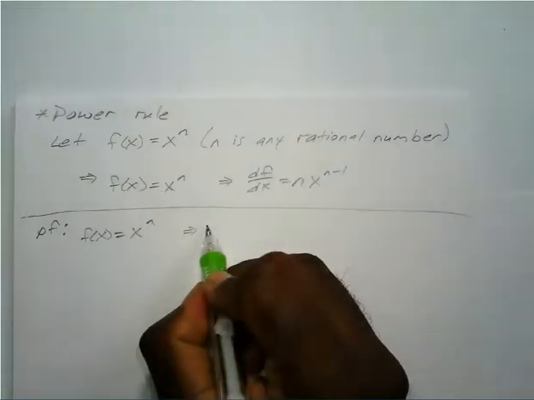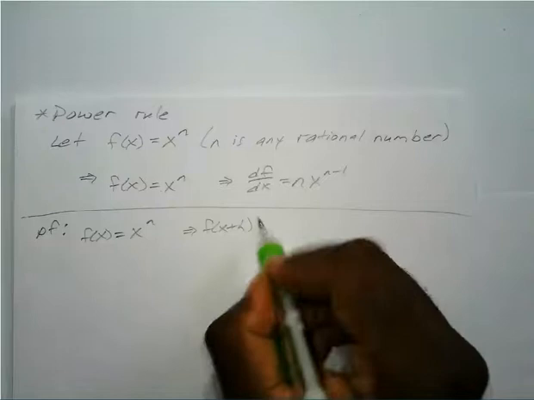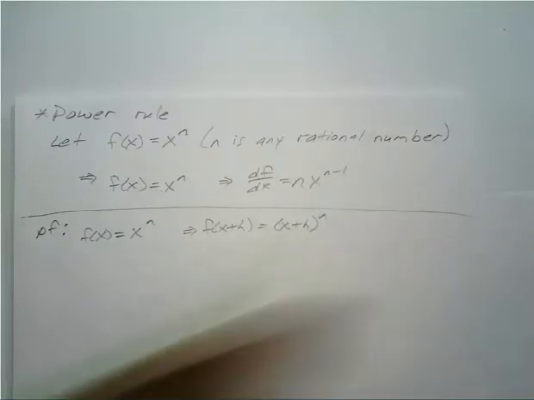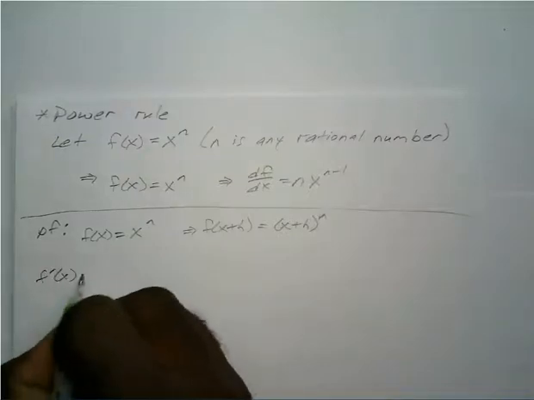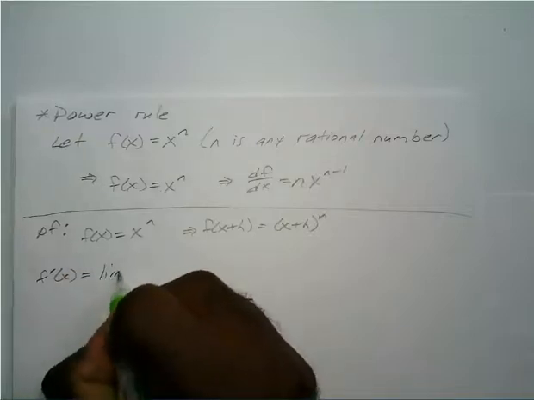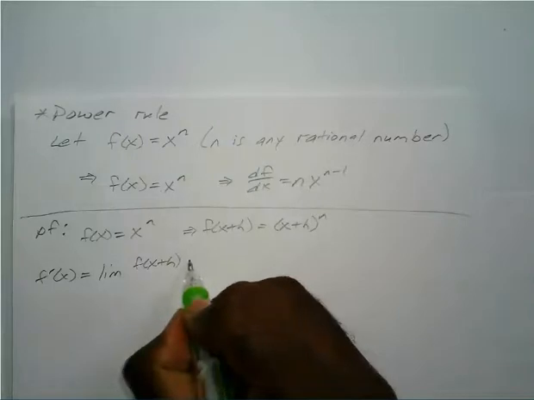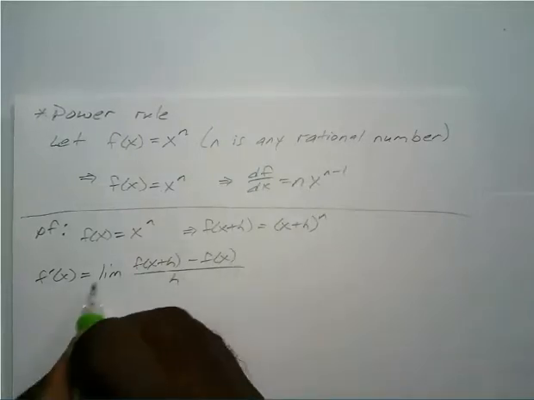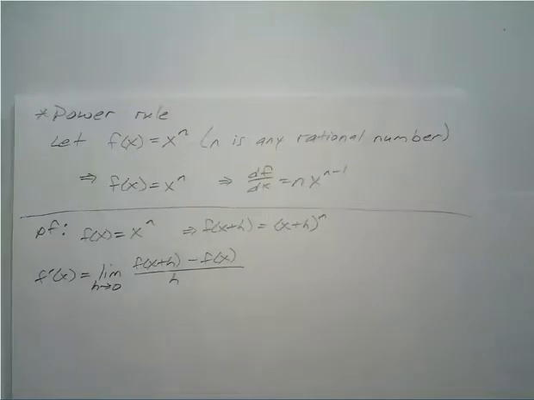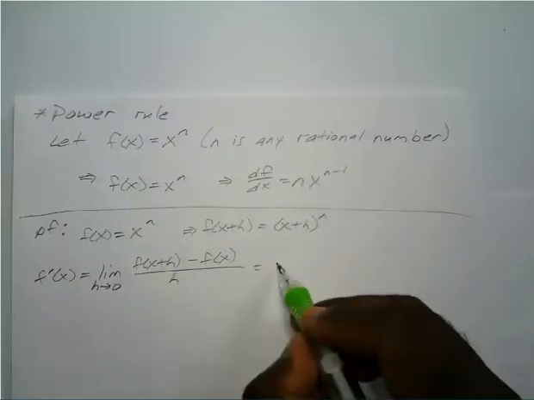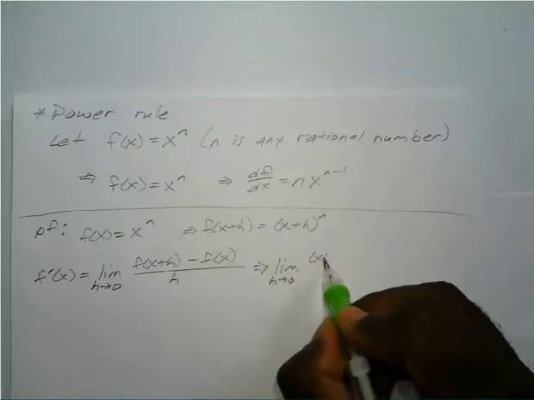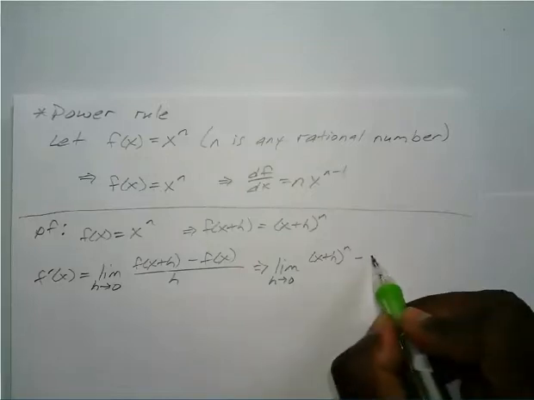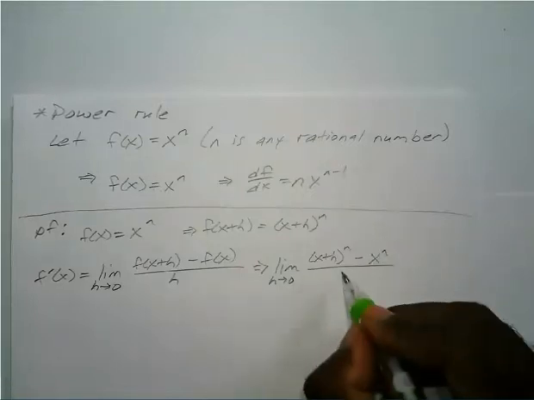Okay, so that means that f of x plus h is equal to (x plus h) to the power of n. Alright, so our f prime of x is equal to the limit of f of x plus h minus f of x, all over h, as h approaches 0. Okay, so just replacing our f of x plus h and f of x, that's equal to the limit as h approaches 0 of (x plus h) to the power of n minus x to the power of n, all over h.